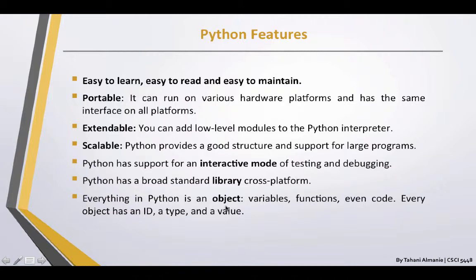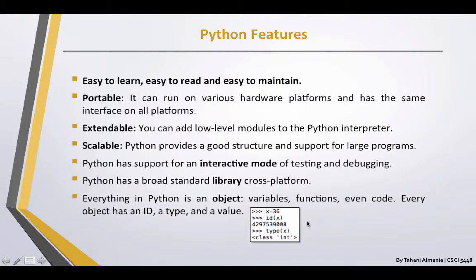This is a very important feature in Python. Everything in Python is an object. So variables, functions, even code, everything is an object. And every object has an ID, a type, and a value. So as you see here in this example, if we assign 36 to the variable x and use the id function of x, it will give us this number. And if we use the type function, it will give us the class type of this variable, which is int.